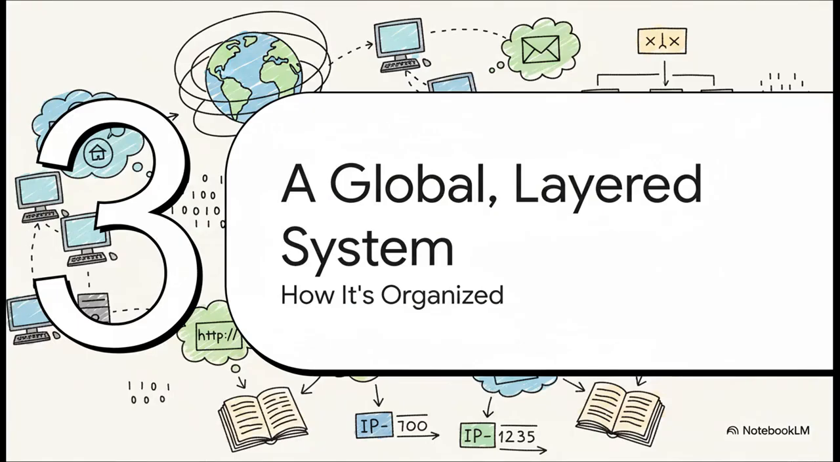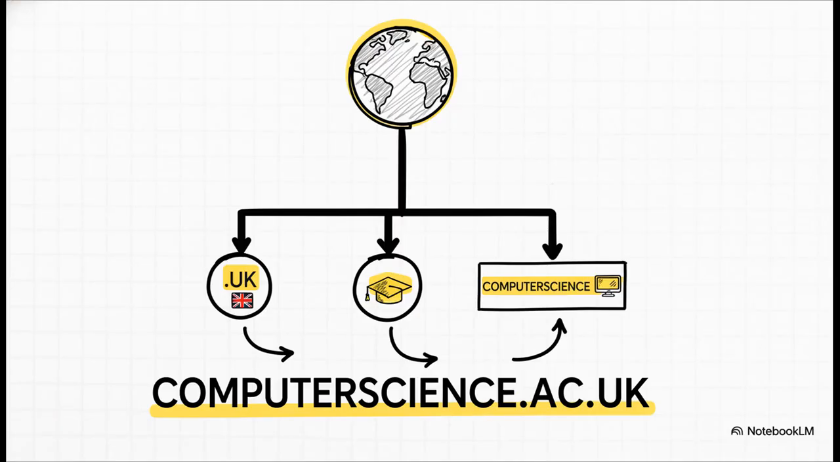Okay, so that's the journey for just one lookup. Now let's zoom out a bit and look at the bigger picture, the brilliant way this whole global system is organized. Let's take a look at a real domain name. The secret here, and this is kind of weird, is that DNS reads it backwards, from right to left, so it starts at the very end with .uk, the top-level domain for the country.